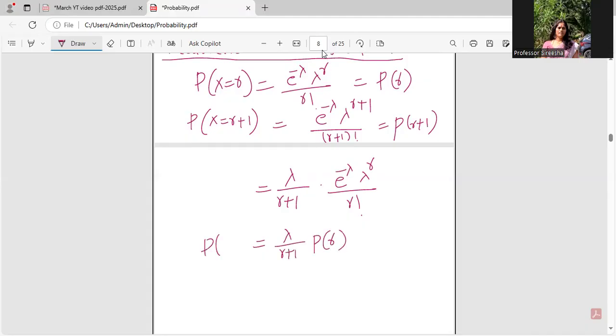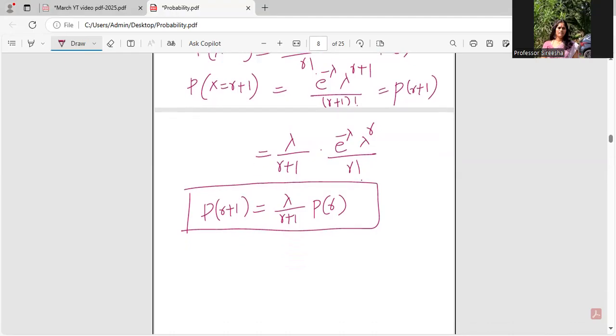P of R plus 1 is equal to lambda by R plus 1 into P of R. This is the recurrence relation. Using this, if you know the previous probabilities, you can calculate the successive probabilities. That's the motive behind the recurrence relation for the Poisson distribution.